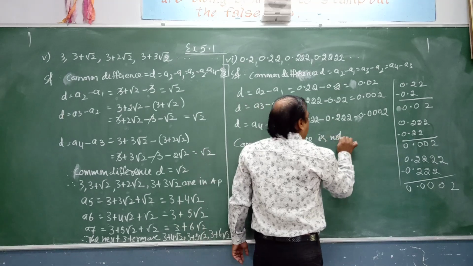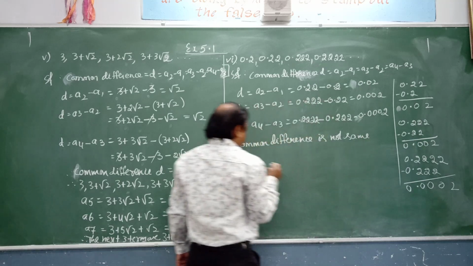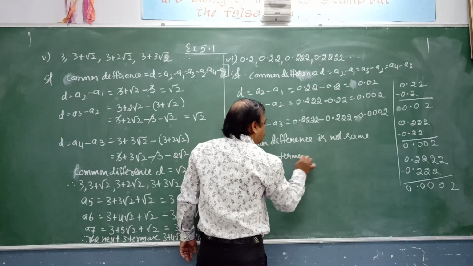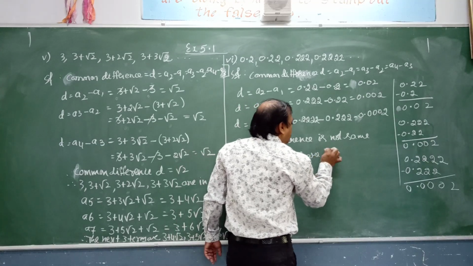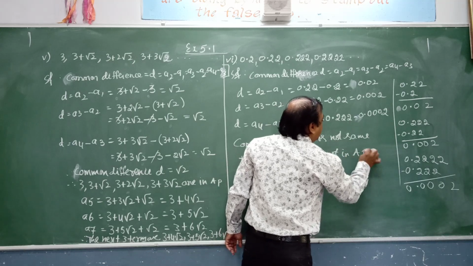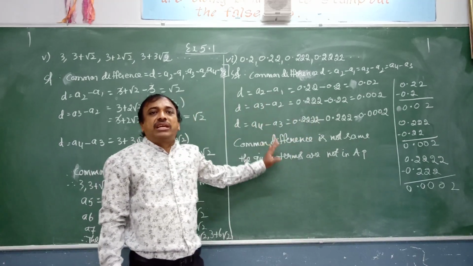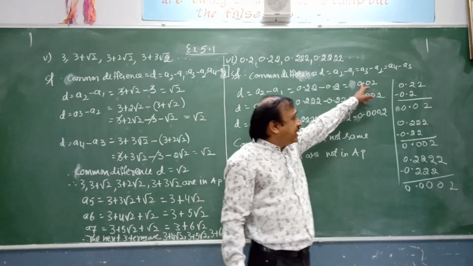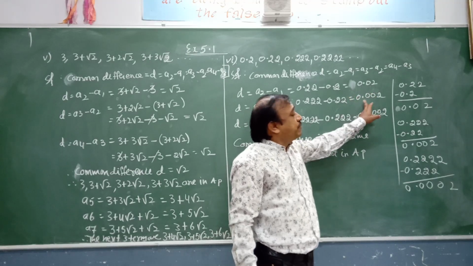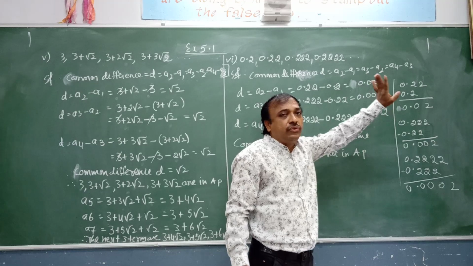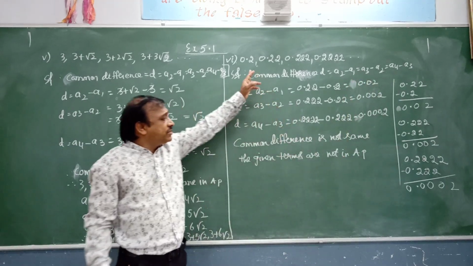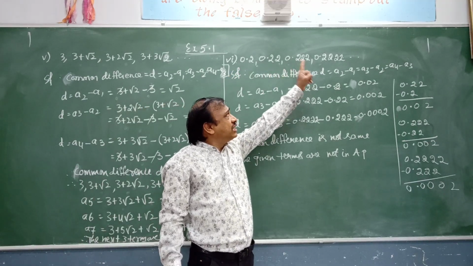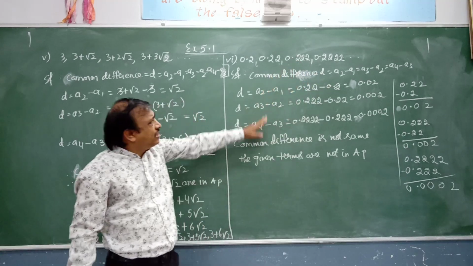The given terms are not in AP. If the terms are not in AP, there is no need to find the next 3 more terms. When do we say the terms are in AP? The common difference must be the same. Here 0.02, here 0.002, 0.0002. So it is not the same. That's why the given terms are not in AP. Which are the given terms? 0.2, 0.22, 0.222, 0.2222. These are not in AP.